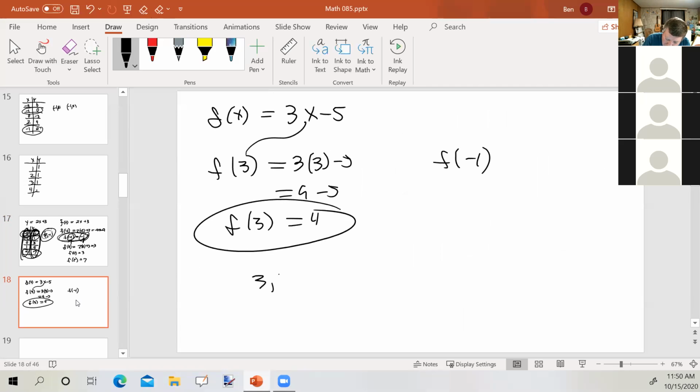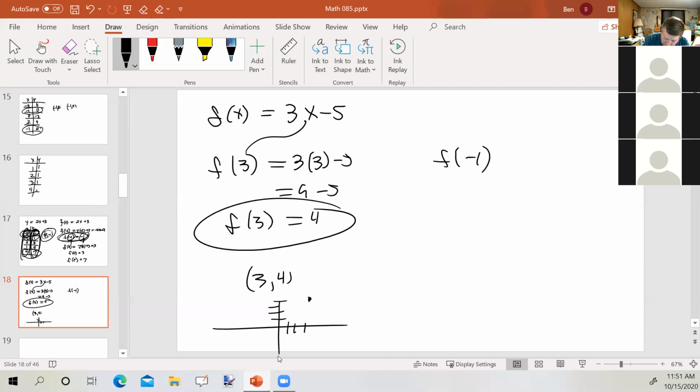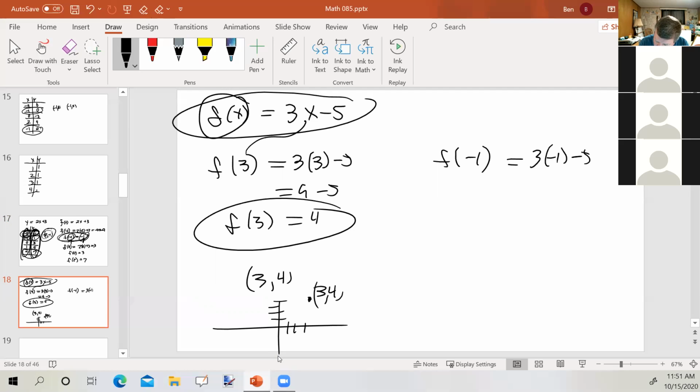That corresponds to the ordered pair 3, 4. That corresponds to a point on the graph with the coordinates of 3, 4. This is a function in slope-intercept form. Y equals mx plus b. It's just that we're writing y using function notation. F of -1 would be 3 times -1 minus 5, or -3 minus 5, or -8. So f of -1 equals -8. That corresponds to the ordered pair -1, -8, etc., etc.